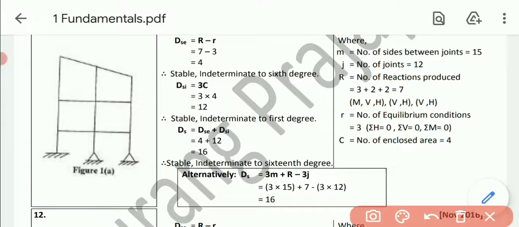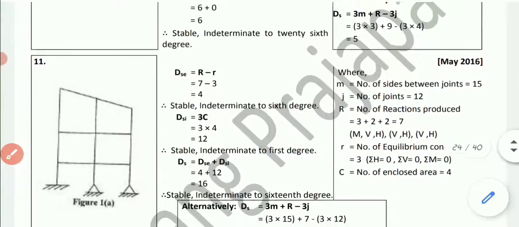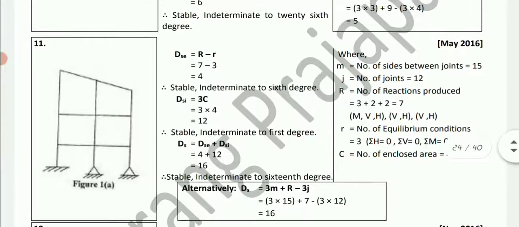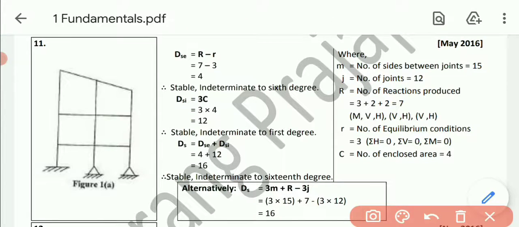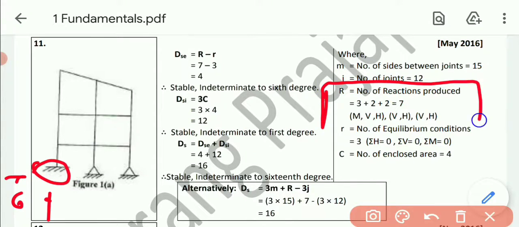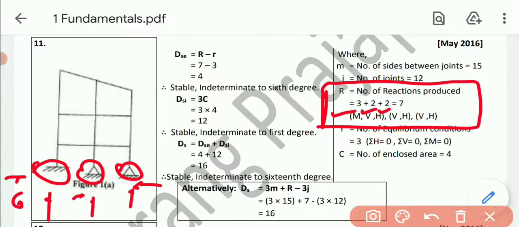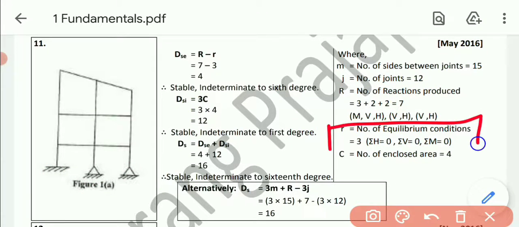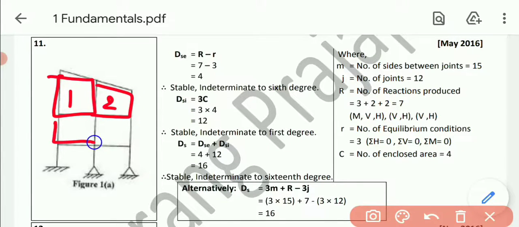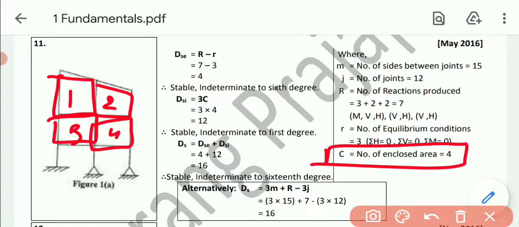These all are the examples which have been asked in the exam. Now just a minute. Yeah, this one. So first of all, capital R: fixed support has 3 reactions, vertical, horizontal and moment. Then hinge support, vertical and horizontal. Again hinge support, vertical and horizontal. So 3 plus 2 plus 2, total is 7. Then small r is always 3. Number of enclosed areas: 1, this one is second, this one is third, this one is fourth. So the total number of enclosed areas is 4.